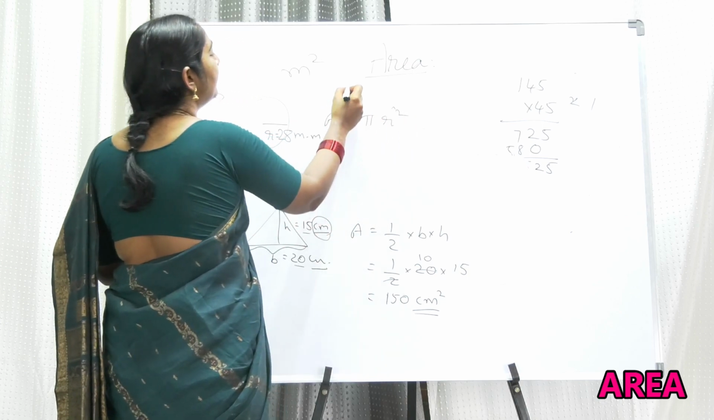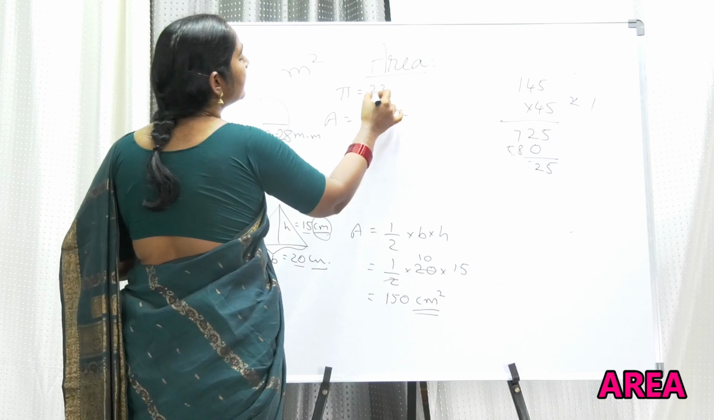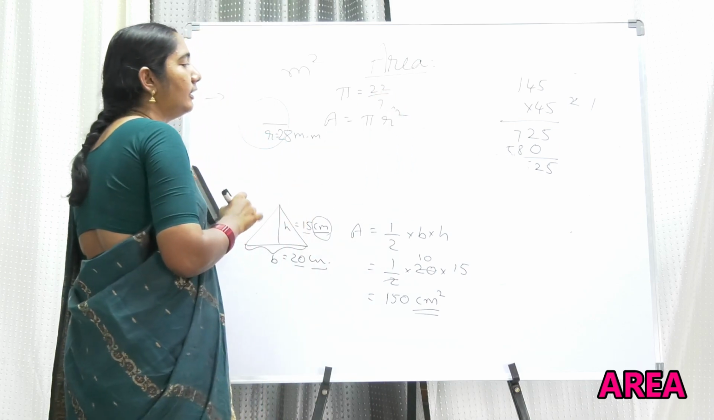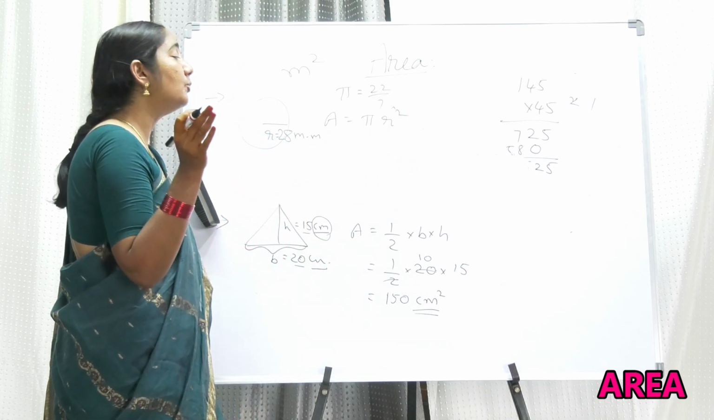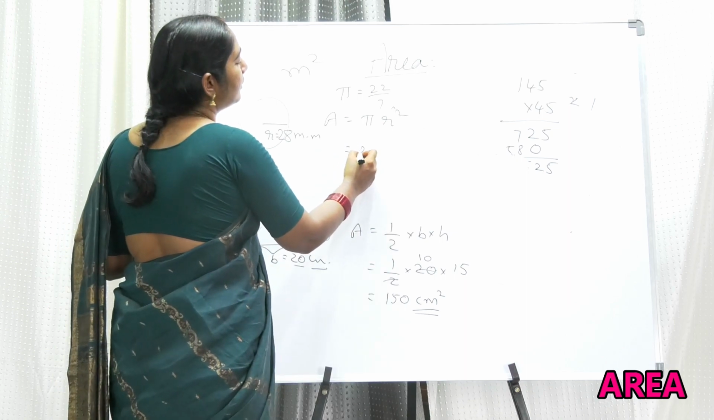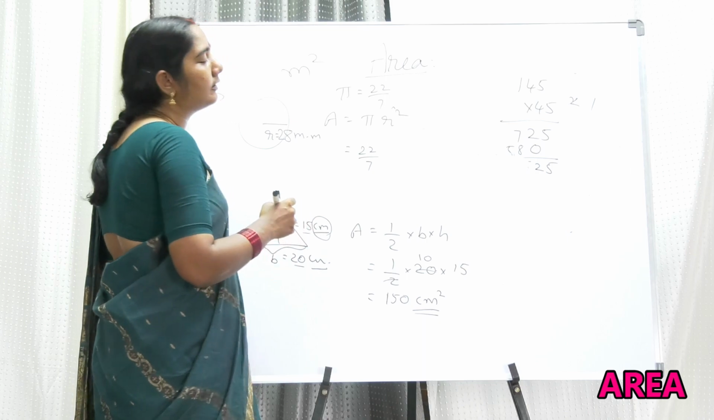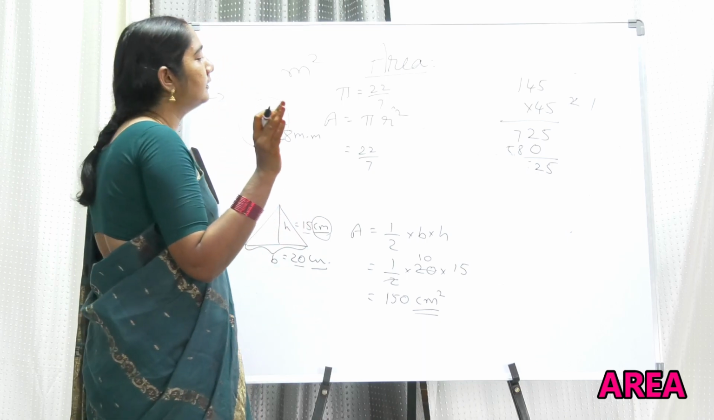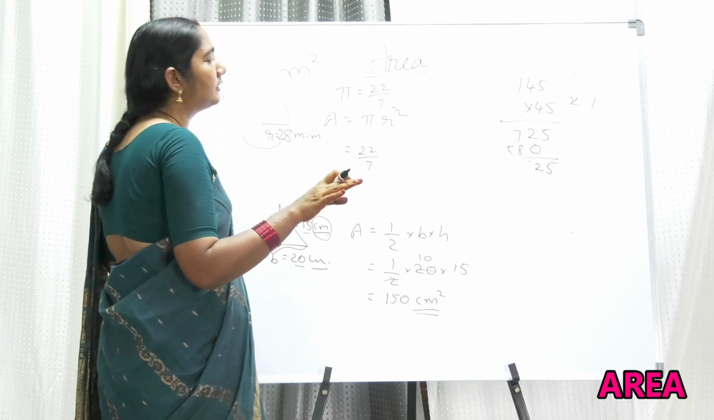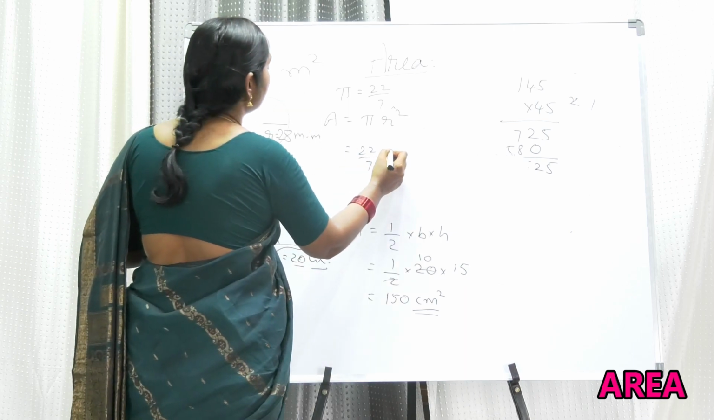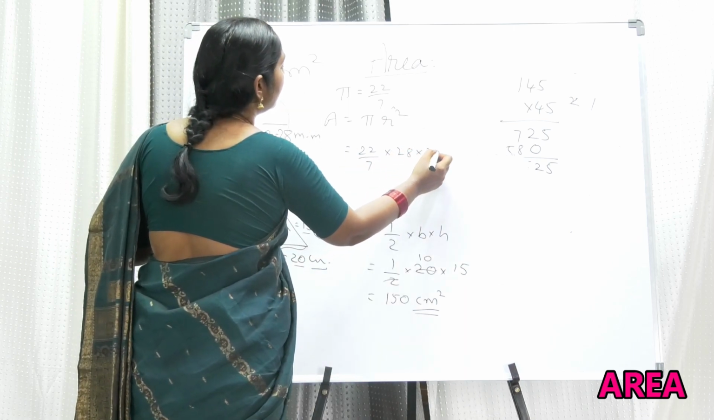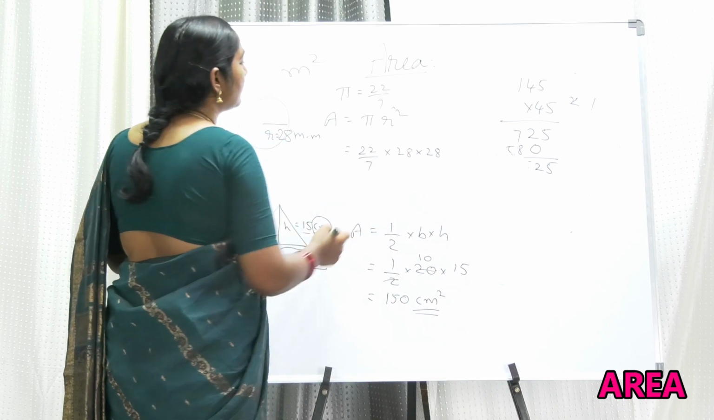You can take the value of pi as 22 by 7. It's not actually exact, but you can take it. No problem. My dear friends, pi is actually an irrational number which is non-terminating and cannot be written as a fraction, but for our convenience we are writing it. So 28 into 28, r square, pi into r square.